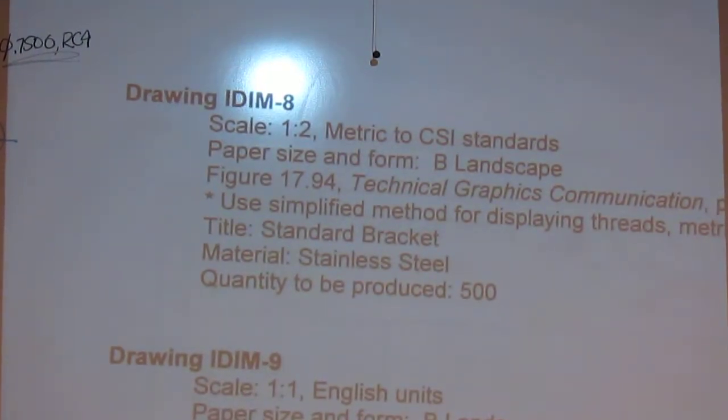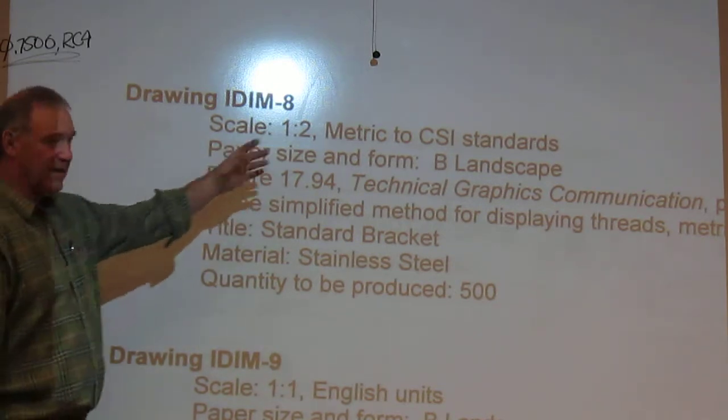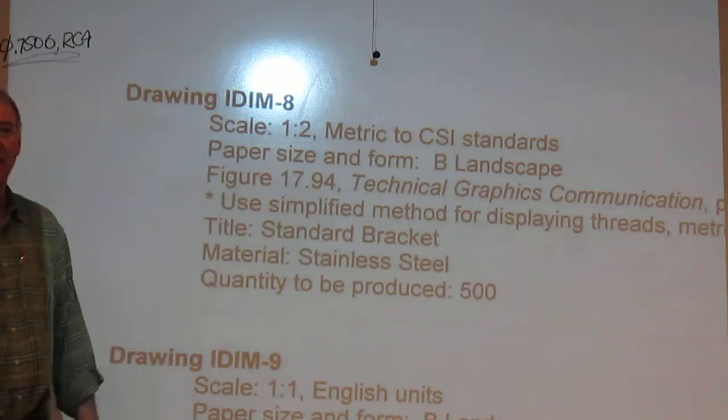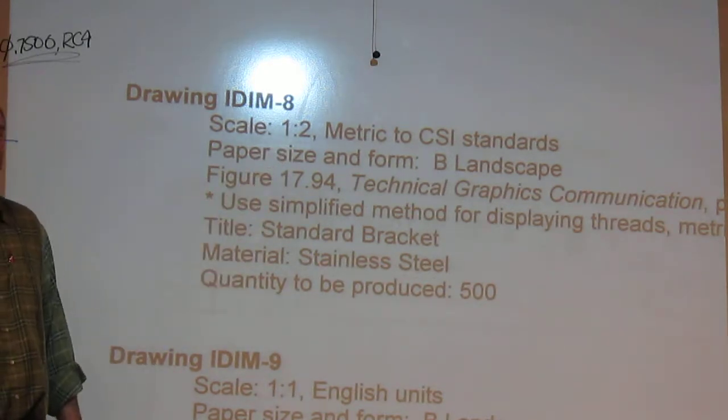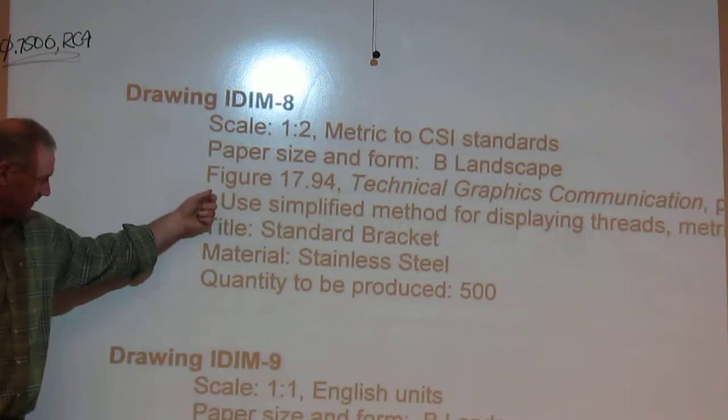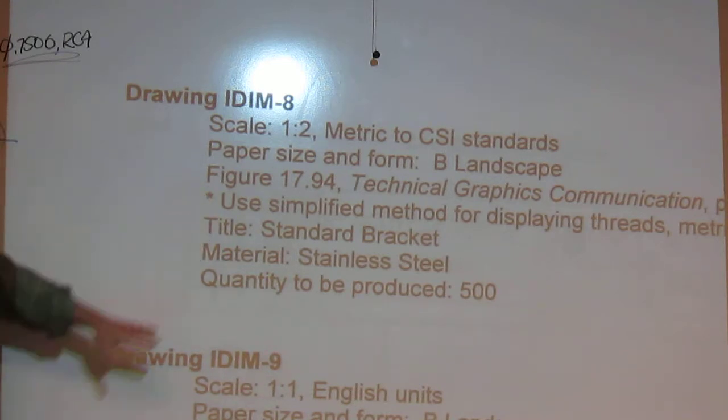Drawing 8. If you're wondering where 6 and 7 are, we're not doing them, so I didn't print them off for you. So you've got drawing 8. That one's fairly straightforward, I think. I did want to do this because we're going to use a scale of 1 to 2, but this has metric threads in it. So you got to look those up and deal with that a little bit. I think this one's pretty straightforward. If you got questions on it, come and see me.